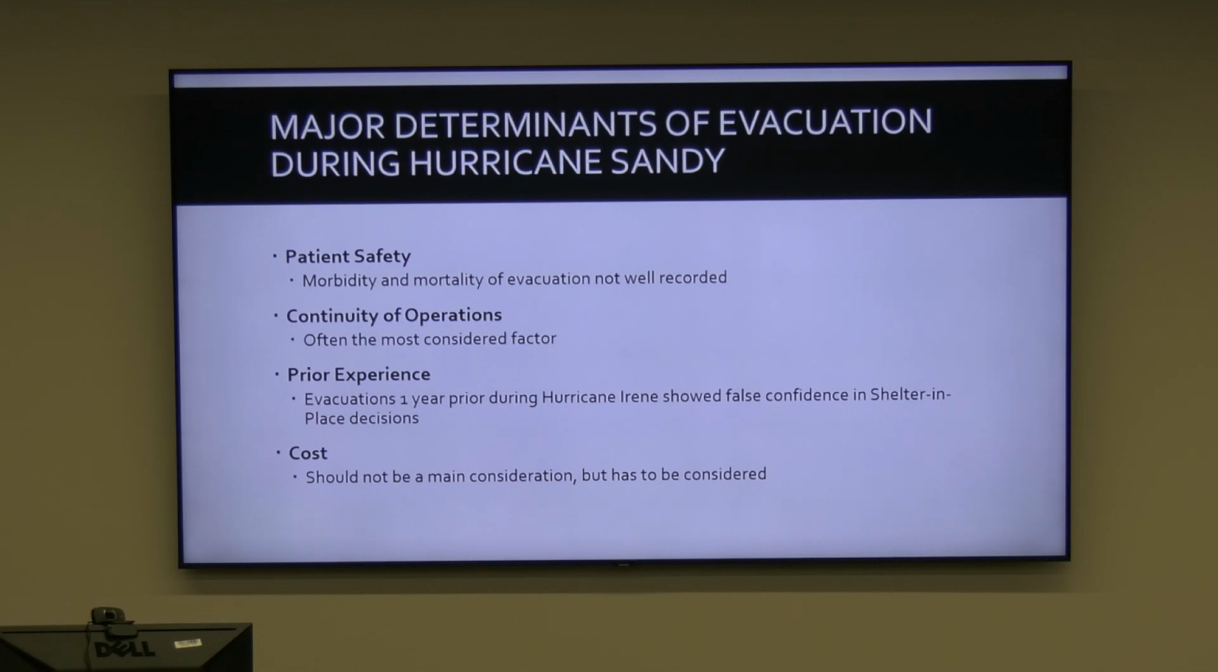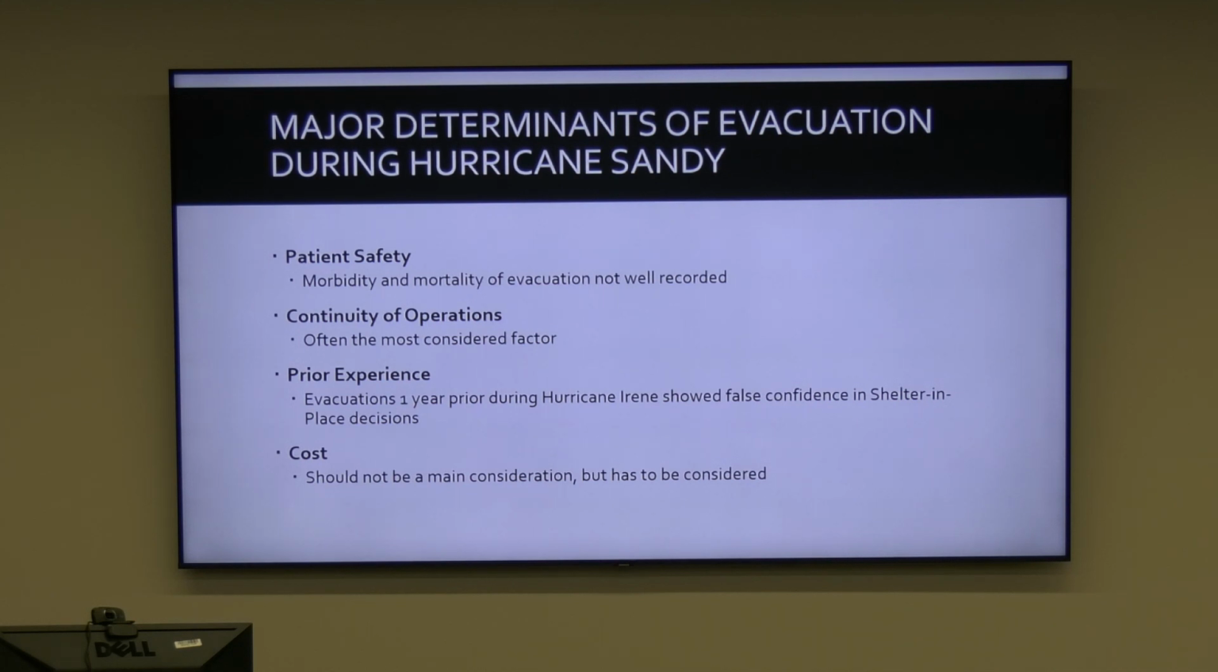That ended up not being the case, and Hurricane Sandy became so devastating that a lot of places had to do post-event evacuation as a result of the resources that were destroyed because of Hurricane Sandy.